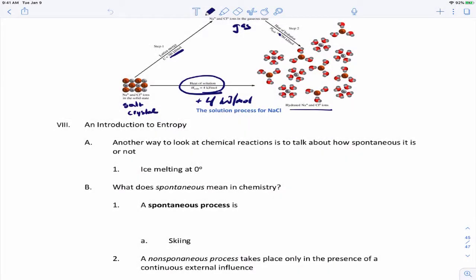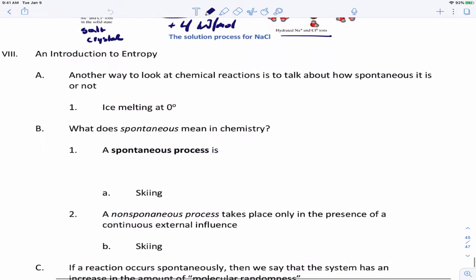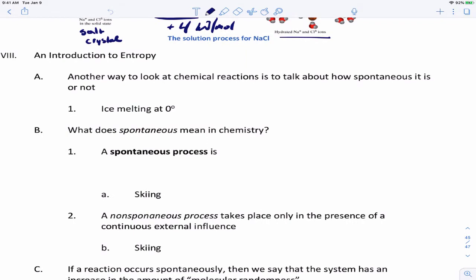thermodynamic quantity. And so the way we're going to do that is to talk about the spontaneity of a chemical reaction. So a couple weeks ago, it was really cold outside. I'm looking at my pool right now. The whole pool was completely covered in ice.